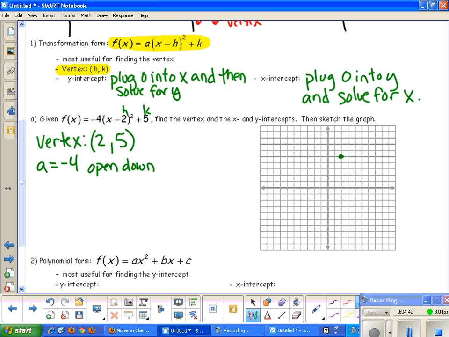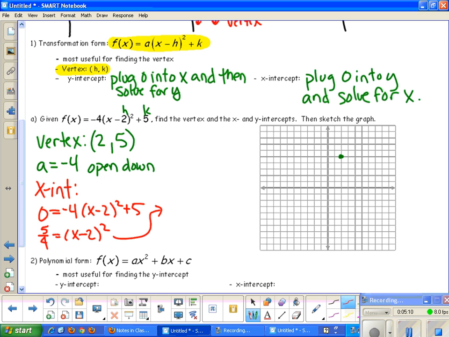And then the next thing I want to do is find my x and my y intercept. Let's go ahead and find the x-intercept first. To find the x-intercept, you plug 0 in for y and then solve. So 0 is equal to -4 times the quantity x minus 2 squared plus 5. I'm going to subtract the 5 and then divide by negative 4. That would give me 5 over 4 equals x minus 2 squared. And then I want to get rid of that squared by taking the square root of both sides. I'm running out of room, so I'm going to do that over here.